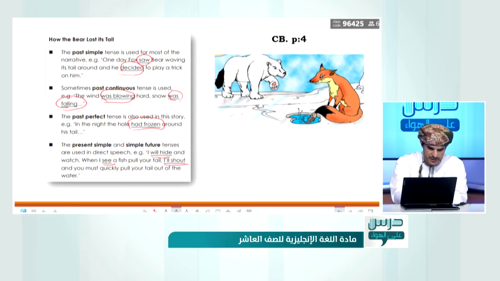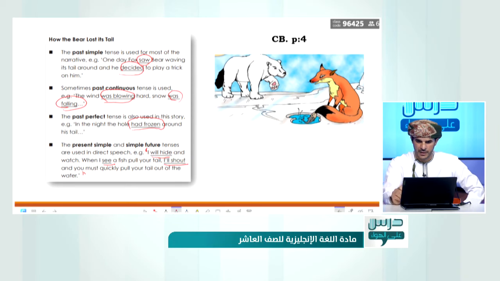This, as you can see here, these are words from one of the characters in the story. We call it direct speech. So with direct speech, use a present simple and simple future. You can, of course. And the second story.